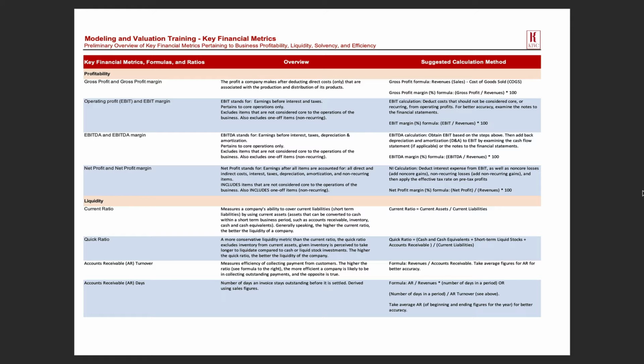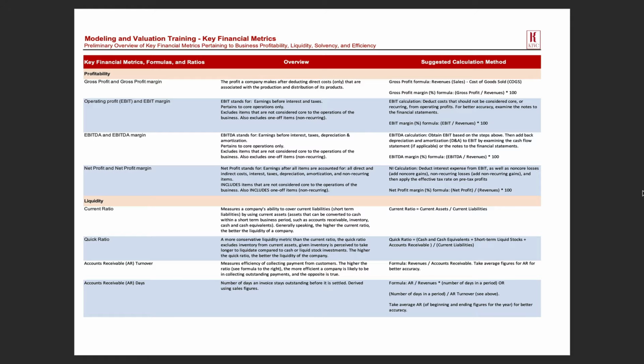The next liquidity metric we're going to be discussing is the quick ratio. And the quick ratio is a more conservative metric than the current ratio, which we just discussed, because it excludes inventory from current assets. And the idea here is that the reason inventory is excluded is because it might take longer to sell inventory. It's not something that the business can necessarily control compared to other current assets, such as cash or liquid stock investments. So it's a more conservative metric.